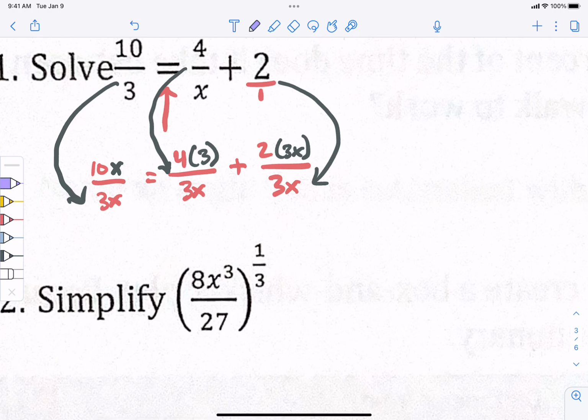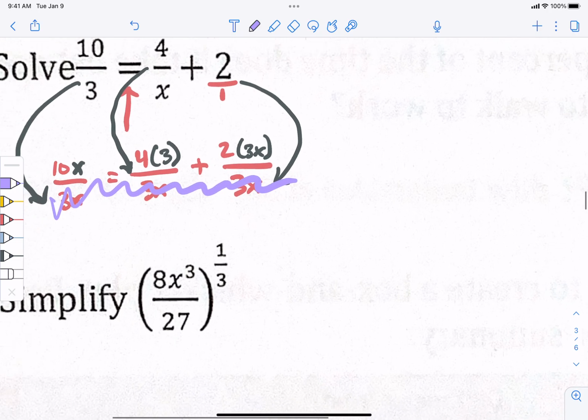Okay, now, this is my favorite part. Did you forget it? What's my favorite part? You got to cross off the bottoms and then just solve, right? So I've got 10x equals 4 times 3 is 12 plus 6x, right? 2 times 3x is 6x. Okay, then I just solve.